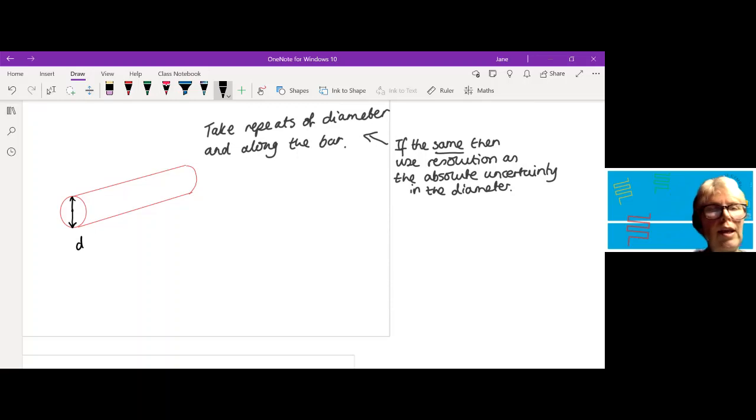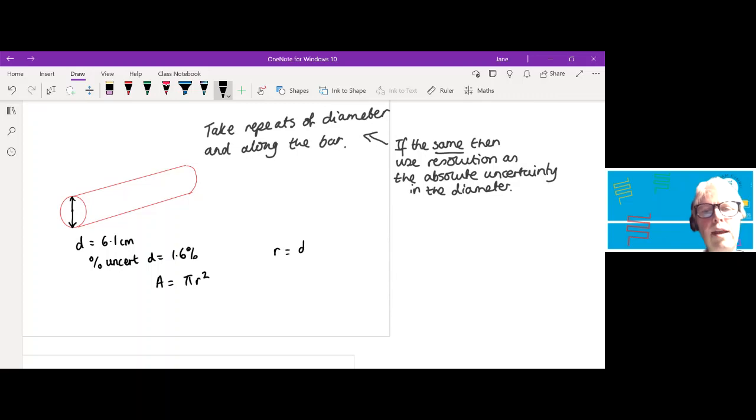Let's say that the diameter here is 6.1 centimeters, and we work out the percentage uncertainty. Let's just go with a ruler this time, and stick with the same because there's quite a lot that I still want to carry on with. So your percentage uncertainty in that diameter is equal to 1.6%.